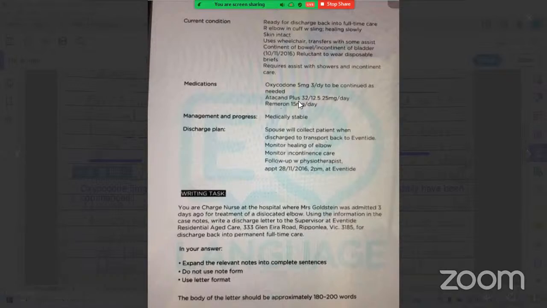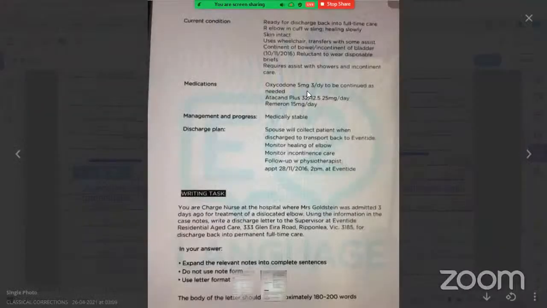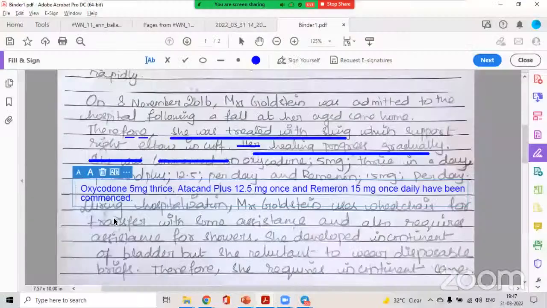So, fine. And we go Attackant plus P capital letter. P also capital letter. Okay. So, brand name all capital letters. What about the others? Remeron, Oxycodone. Are they brand names? If they are brand names, you can write capital letters. Otherwise, you have to write small letters. Okay. Fine. Have been commenced.